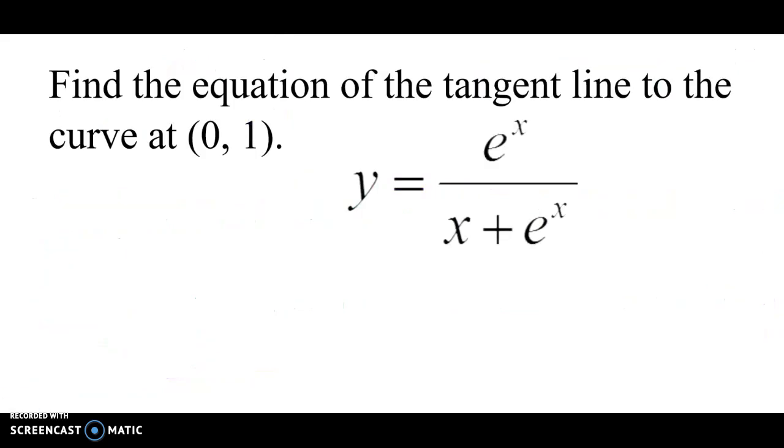All right, so let's find the equation of the tangent line to the curve at 0, 1. Now, as we know, we've done tons of these problems before. To find the equation of the tangent line, we're going to need a slope, and we're going to need a point. But we're already given the point, so all we need is the slope. Go ahead, put me on pause.